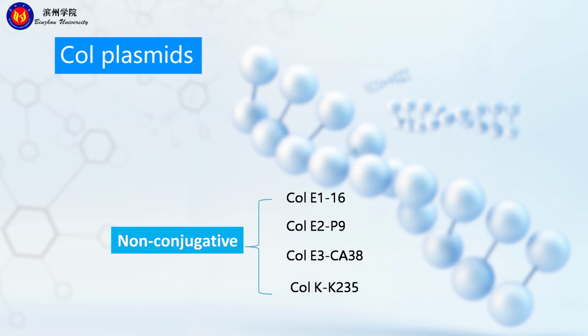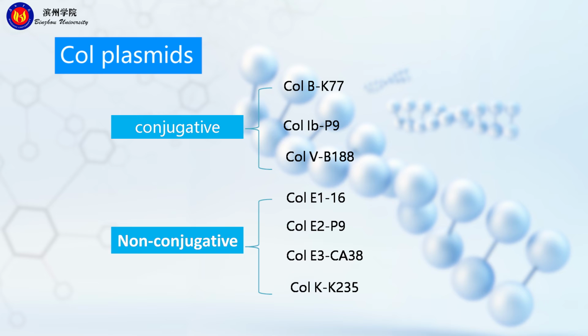One group, represented by ColE1, is non-conjunctive and usually has low molecular weight. Another group, represented by ColIB, is conjunctive and usually has high molecular weight.